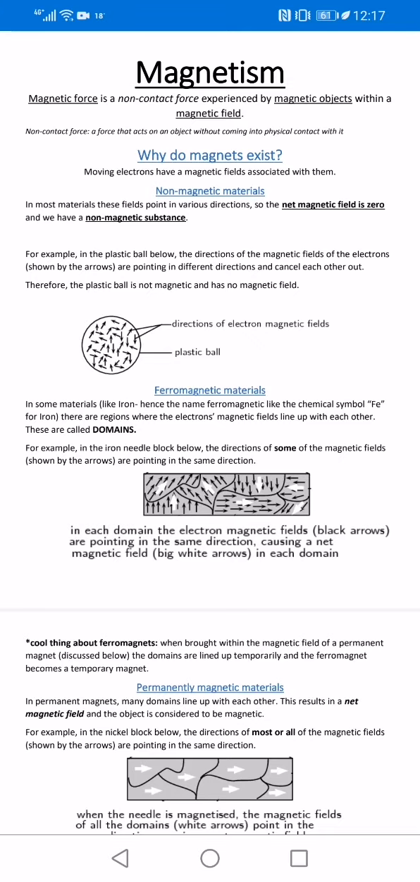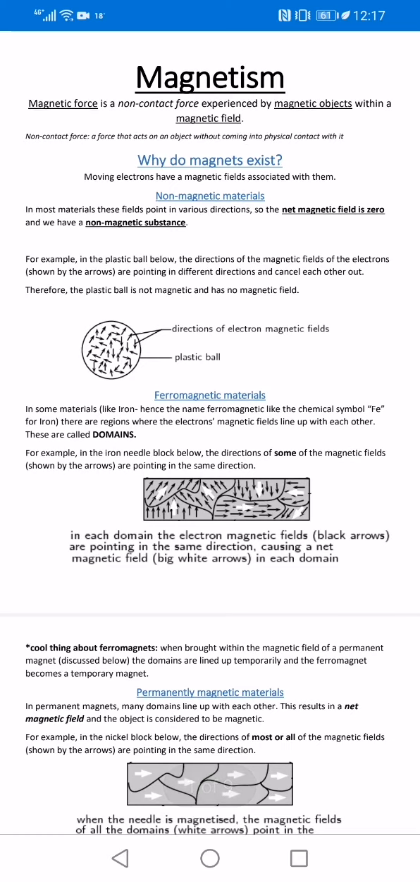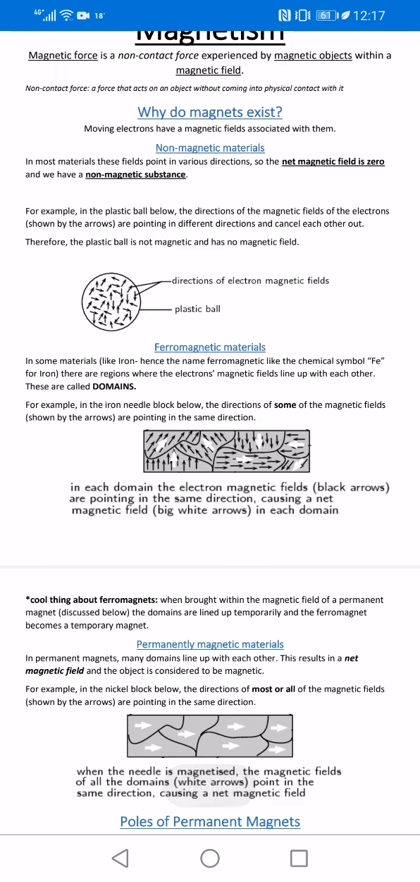So for example, the little diagram below, we've got a plastic ball showing all the different magnetic fields of all the electrons in the plastic ball. Now obviously this is a simplification of what's going on in real life. In real life we've got billions of electrons. Here we're only showing a couple. But in that plastic ball, you can see the directions of the electrons' magnetic fields are pointing all over the place, and as a result, they cancel each other out, which is why our plastic ball is non-magnetic.